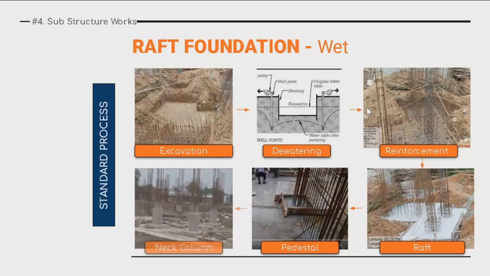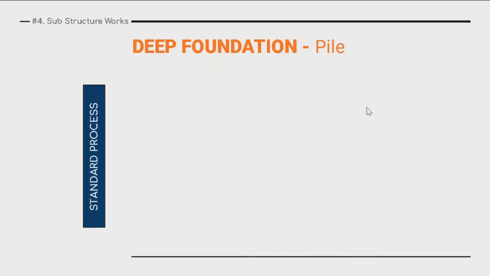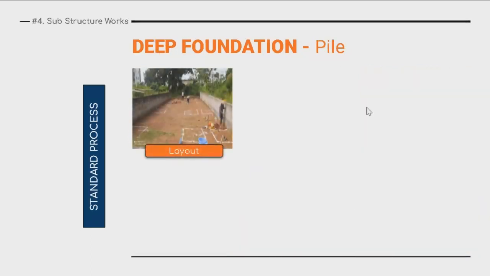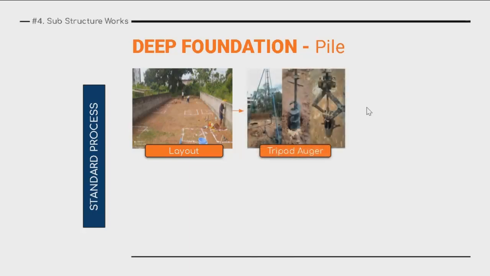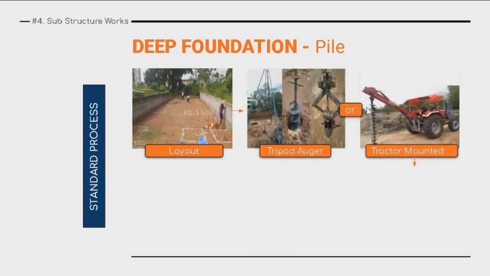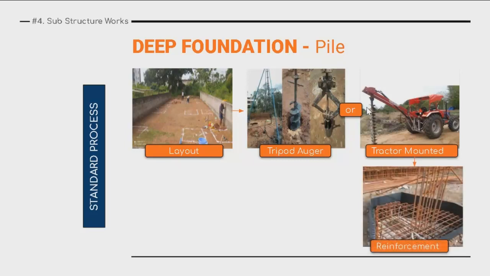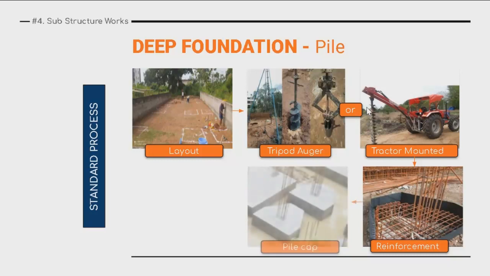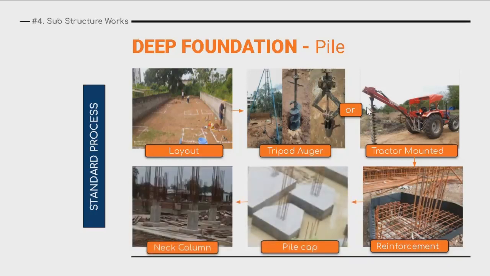The same process repeats. In case of piles, in case of deep foundation, you need to use a tripod auger, or you can use tractor mounted equipment. Then reinforcement is kept, then we have to cast the pile cap, then we have the neck column. We'll learn more on this in detail in our next slide.